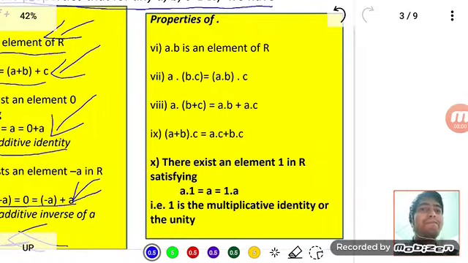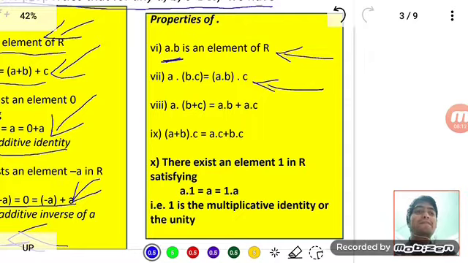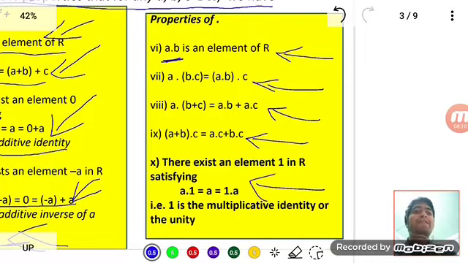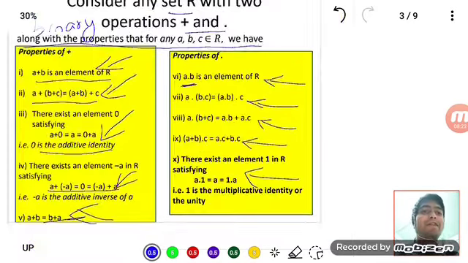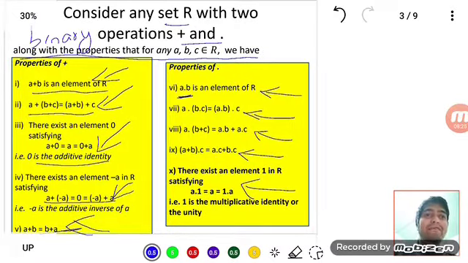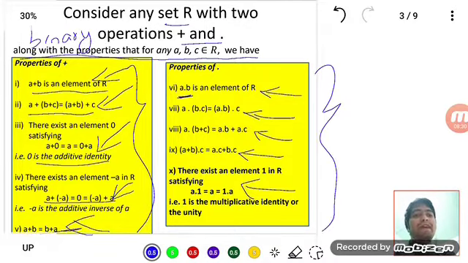And also property number 6, we have this: if you multiply 2 elements of R, the result, that is a dot b, will also be an element of R. Associative with respect to multiplication. Distributive, again another distributive property, and it must have a multiplicative identity, 1. So if you have a set along with these 2 operations and it satisfies both the properties of plus and the properties of multiplication that are listed over here, we will call that set a ring.